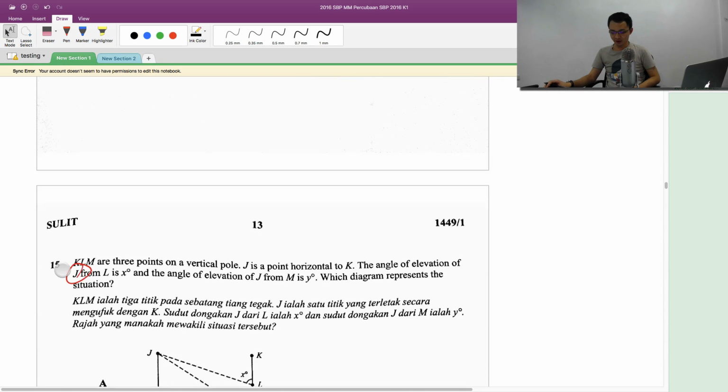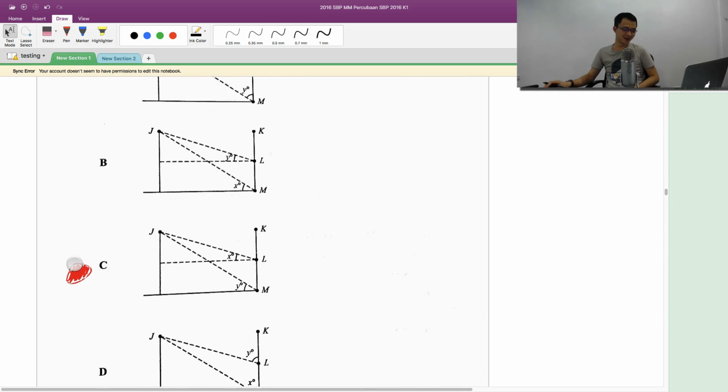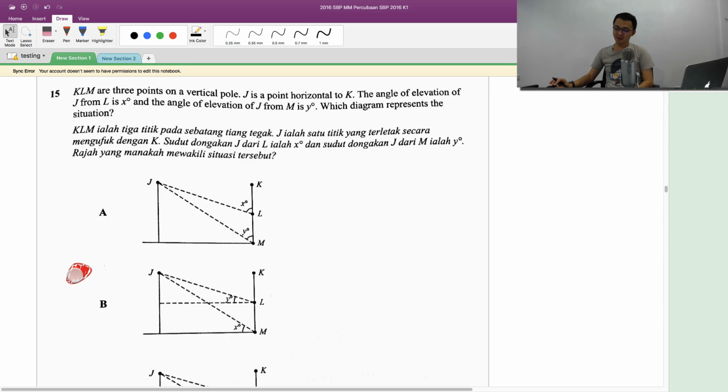So let's move on to the next one. KLM are 3 points on the vertical pole. You see the vertical here. J is a point horizontal to K. So the question is telling you that they are 90 degrees since it's horizontal. The angle of elevation of J from L is X. So let me find J from L.